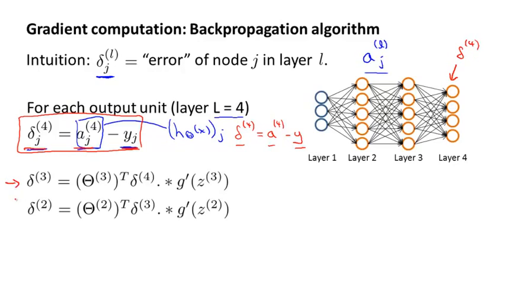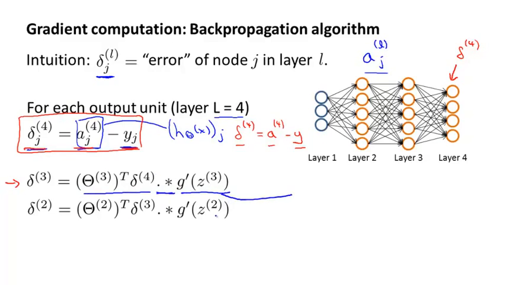Here's the formula for computing delta 3. Delta 3 is equal to theta 3 transpose times delta 4, and this dot times is the element-wise multiplication operation that we know from MATLAB. So theta 3 transpose delta 4, that's a vector. g prime of z3, that's also a vector. And so dot times is an element-wise multiplication between these two vectors.